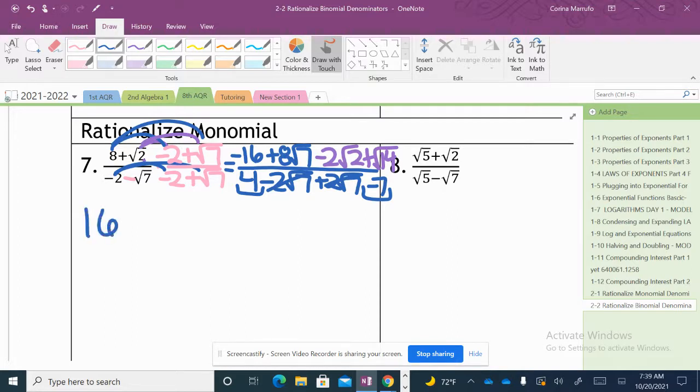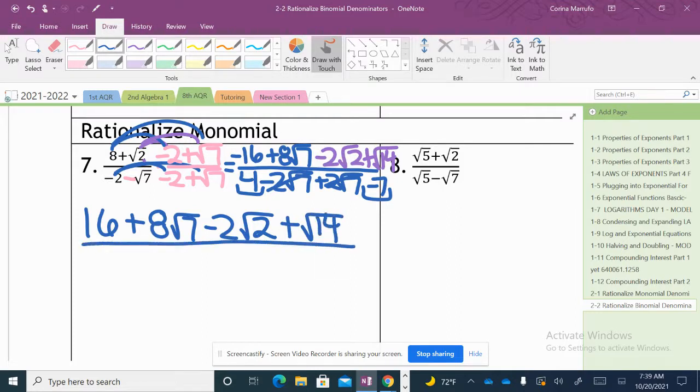So it'll be 16 plus 8 in the square root of 7 minus 2 in the square root of 2 plus the square root of 14 over, we said 4 minus 7 is negative 3. Okay, we can't divide 16, 8, negative 2, the square root of 14 by negative 3 and get a whole number. So it's just going to stay like that. There's nothing we can do about this one.